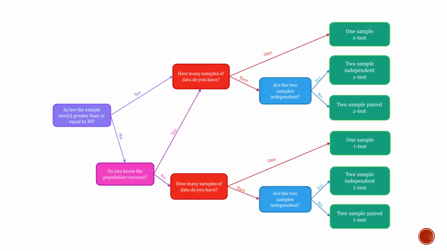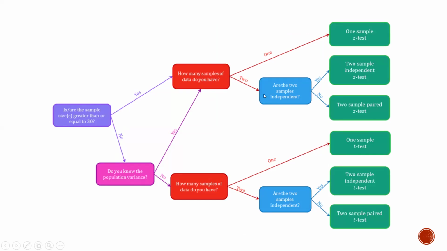So this is the summary. First you will see if there is a sample size which is greater than or equal to 30. If it is greater than 30, then how many samples do you have? Or whether you know the population variance. Do you know the population variance? If yes, then you will further check how many samples you have. If you have 1 sample, then you will go for 1 sample z-test.